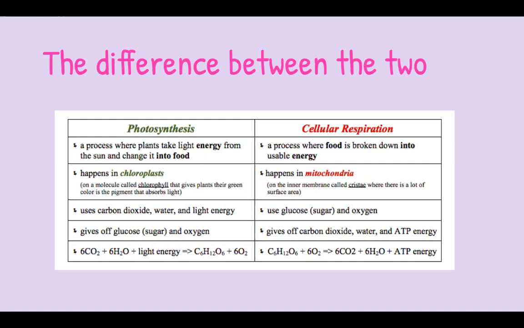Other important things, again: photosynthesis is a process where plants take light energy from the sun and change it into food, and then cellular respiration is where the food is being broken down into usable energy.